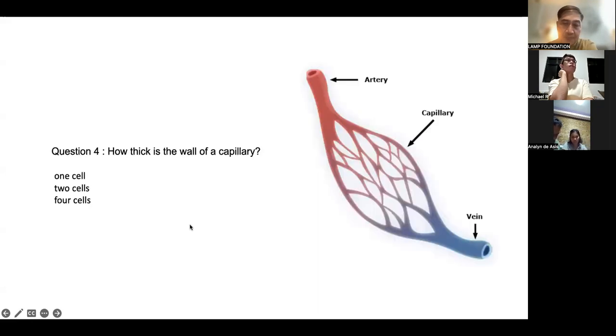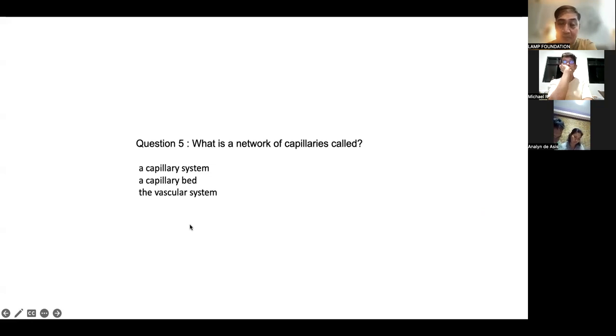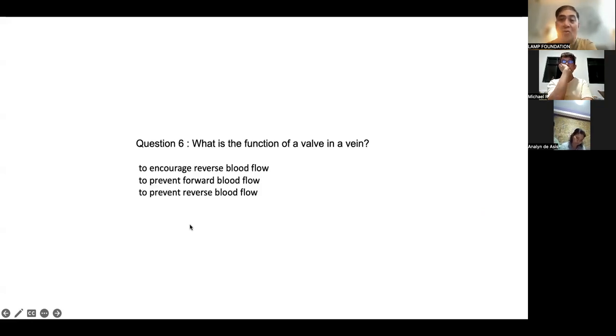Our vein. How thick is the wall of a capillary? One cell thickness. What is a network of capillaries called? A capillary bed. What is the function of a valve in a vein? To prevent reverse blood flow.